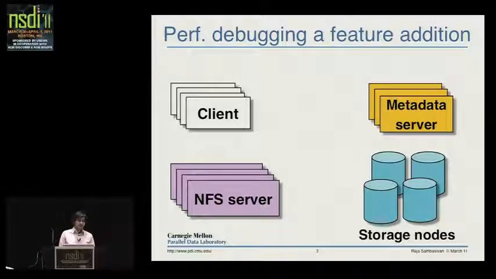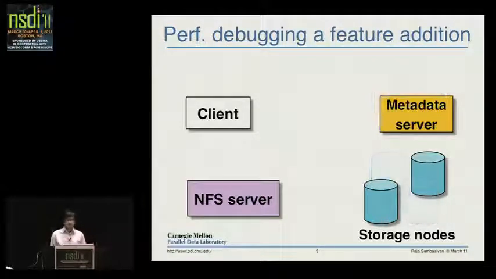To be more concrete, I want to describe my experiences debugging the performance of a feature addition to a distributed storage service and show how our technique of request flow comparison could be used to quickly localize the root cause. The system is composed of many clients, NFS servers, metadata servers, and storage nodes. But for this talk, I want to concentrate on the case where there's only one of each and two storage nodes.